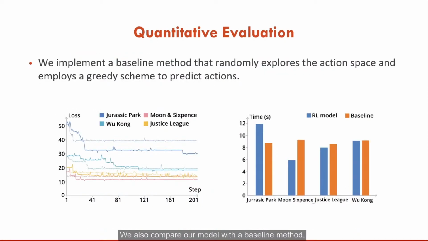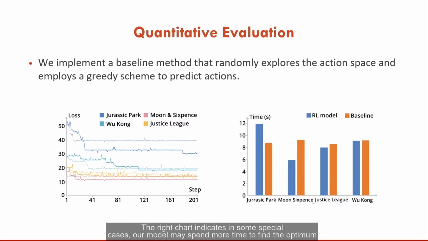We also compare our model with a baseline method. The baseline method randomly searches the action space and predicts the next action using a greedy schema. The left chart indicates that our model may get lost at the beginning, but it finally achieves a better layout than the baseline. The right chart indicates that, in some special cases, our model may spend more time to find the optimal, but the total time is still acceptable during the authoring process.